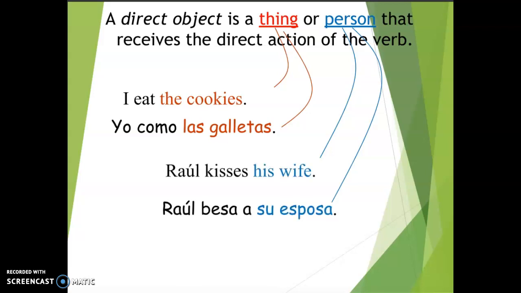Okay. Raúl kisses his wife. Raúl besa a su esposa. Okay, in this example, we have a person who is receiving the direct action of the verb, which in this case is kiss or besar.